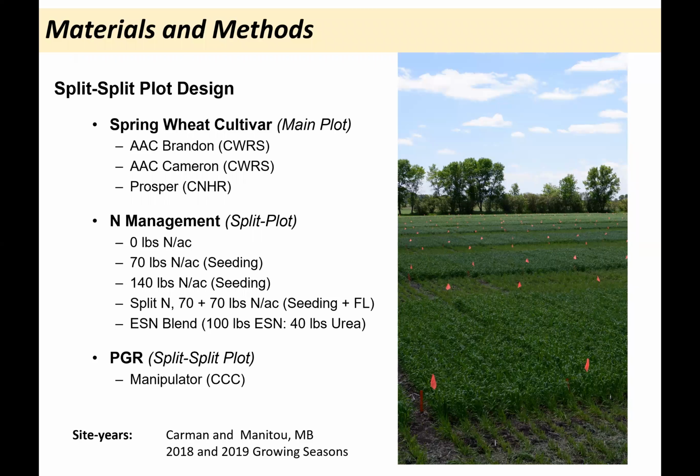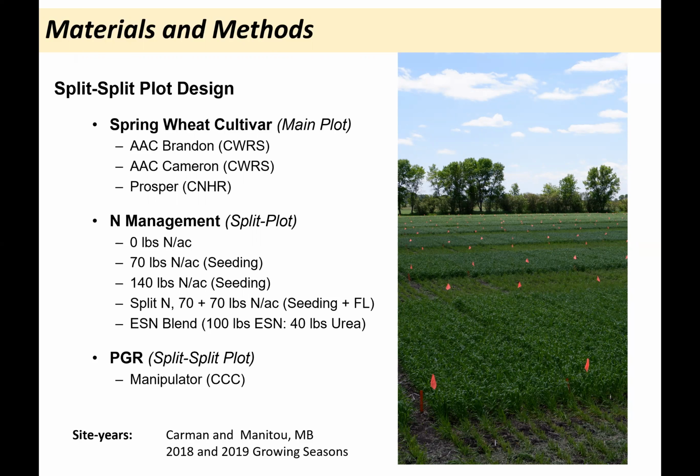The materials and methods: the data I'm going to show you is from a split plot design. We had 3 spring wheat cultivars as our main plot, Brandon, Cameron, and Prosper. We had 5 different nitrogen management strategies: 0, a low and a high rate of nitrogen applied at seeding, and then a split nitrogen application with seeding and flag leaf application, and then an ESN blend.